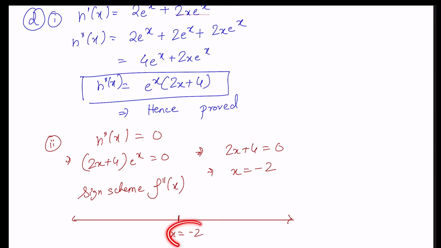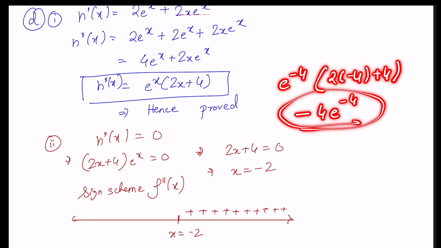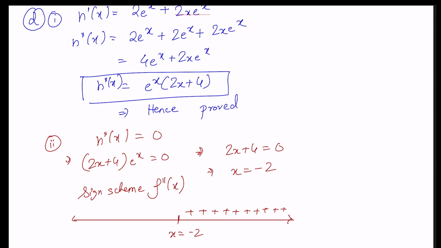Now I'll put a value of x which is greater than minus 2. Let's say I put x equals 0, right? So e to the power of 0 times 2 times 0 plus 4 is equal to 4, which is a positive number. So this entire interval from minus 2 to infinity, your h double dash x is positive. But if I put a value less than minus 2, let's say minus 4, then this will be minus 4 e to the power of minus 4, which is a negative number. So basically, we can generalize that for any value less than minus 2, h double dash x will be negative.